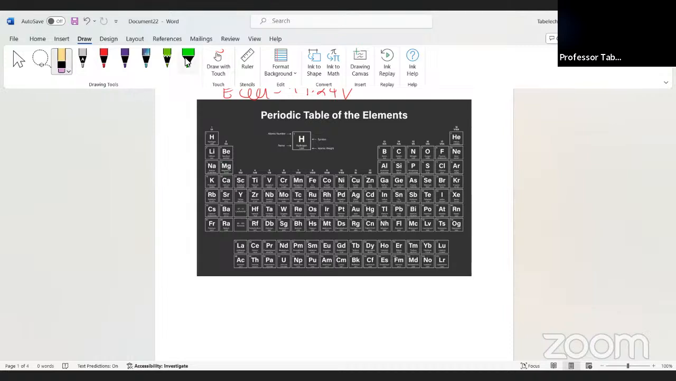So we were dealing with cadmium and lead. So here's cadmium right here that I'm circling. And then here's lead. All right, so in this particular case, okay, which one of those is going to be the cathode? And which one's going to be the anode?